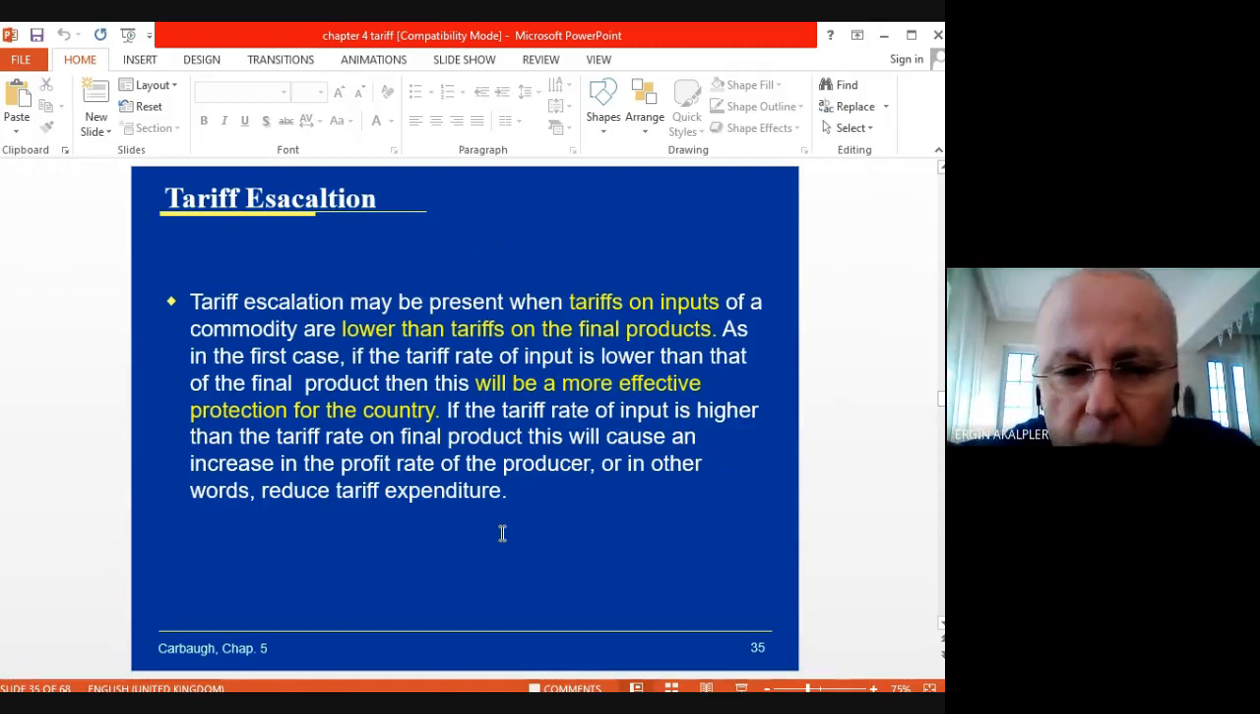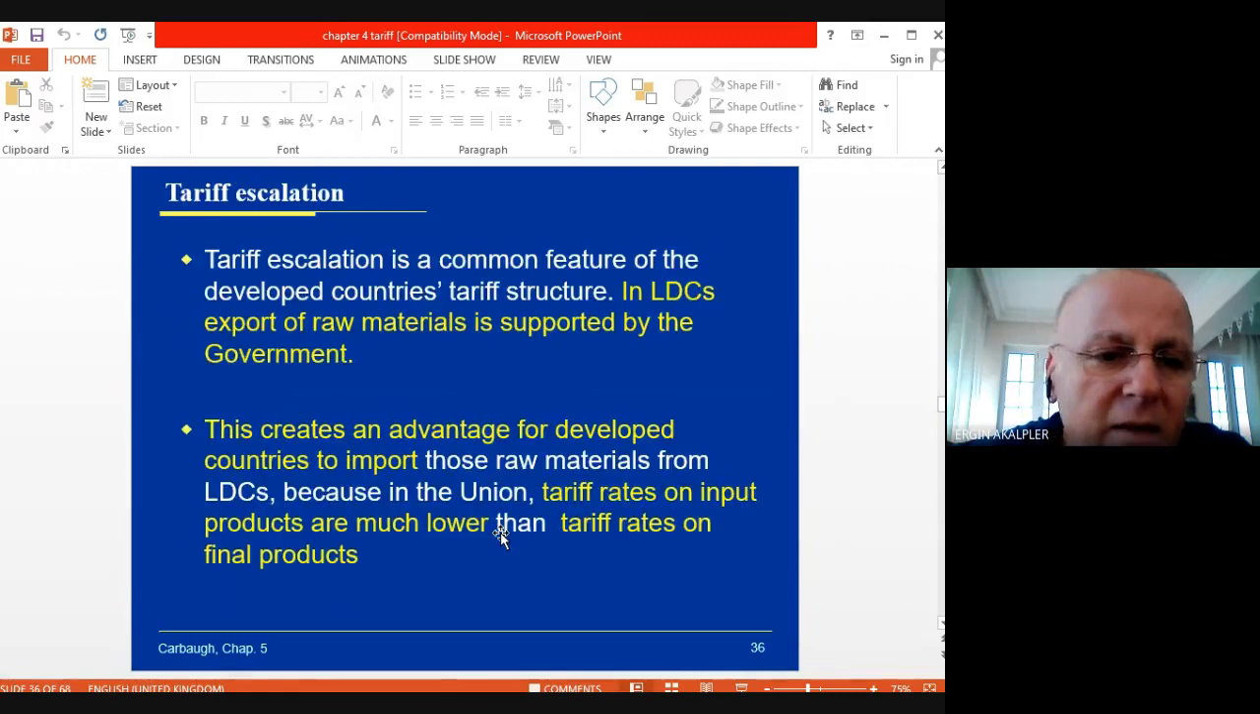And if the tariff rate on input is lower than on the final product, then this will be a more effective protection for a country. And if the tariff rate on input is higher than the tariff on the final product, this will cause an increase in the profit rate, isn't it? Because it will create more profit, and the producer enjoys this. In other words, it reduces tariff expenditure. And tariff escalation, of course, is a common feature of the developed countries' tariff structure.